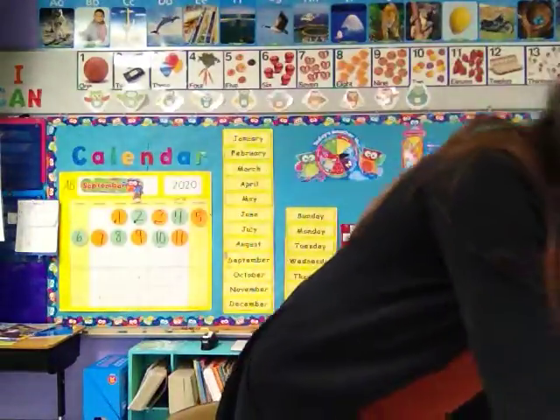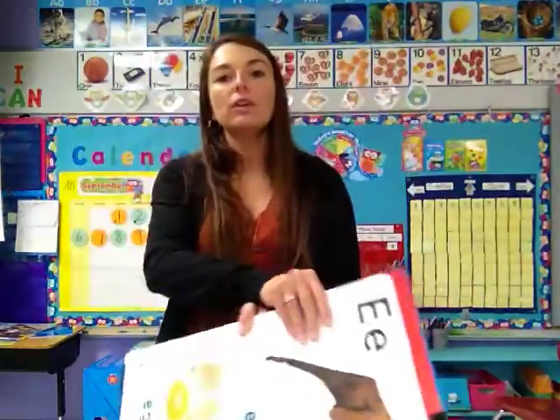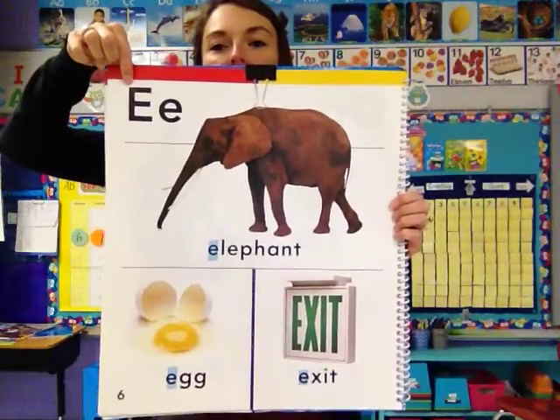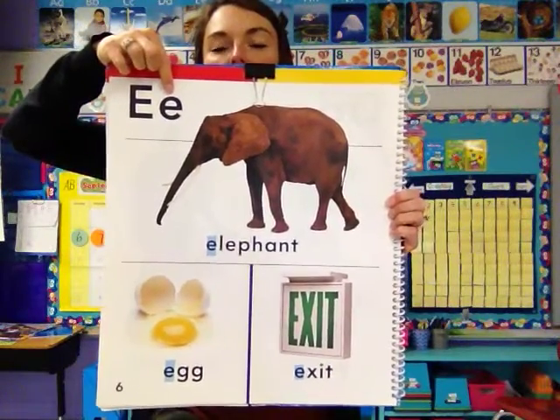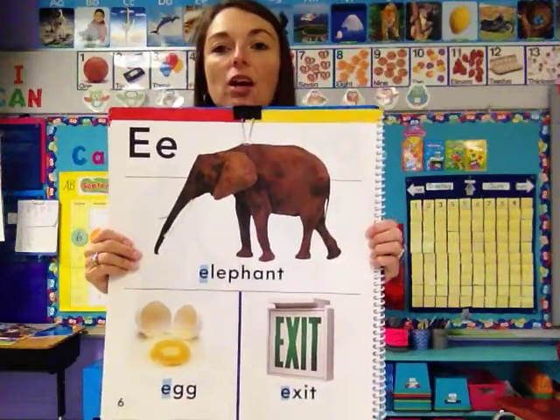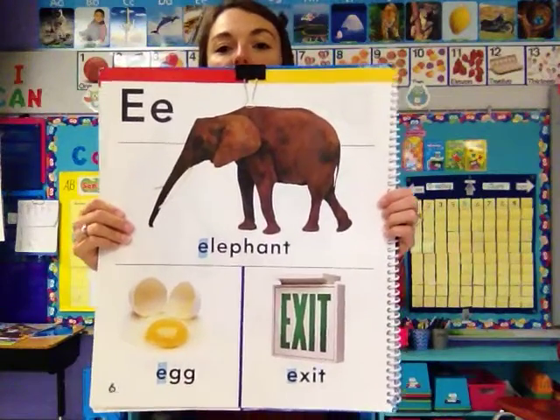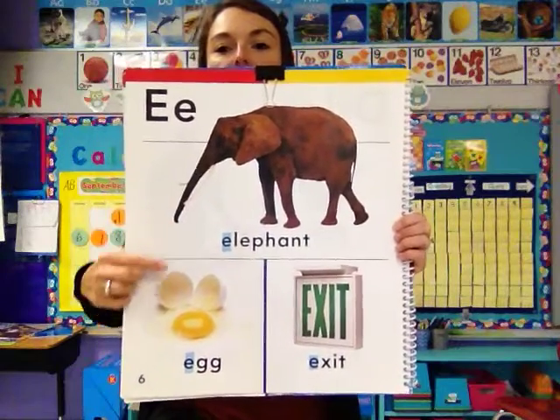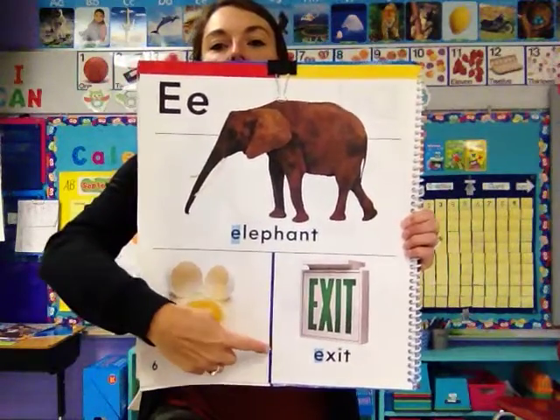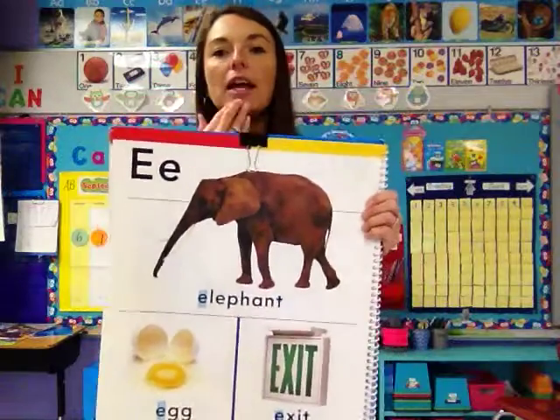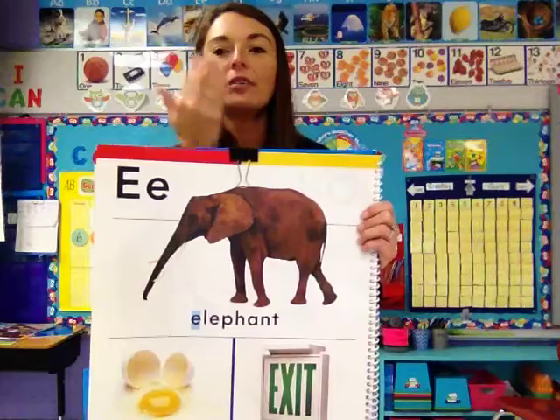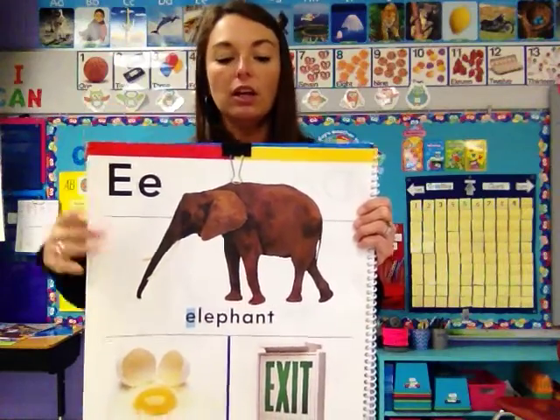Okay, now, yesterday we talked about 2 new letters. We talked about the letter E. We have uppercase E, lowercase e. E makes the sound eh, eh, eh. And I showed you pictures that begin with that letter and sound, such as elephant, egg, and exit. So let's say that letter name. E. Good. Eh, eh, eh. You make the sound. Very good.